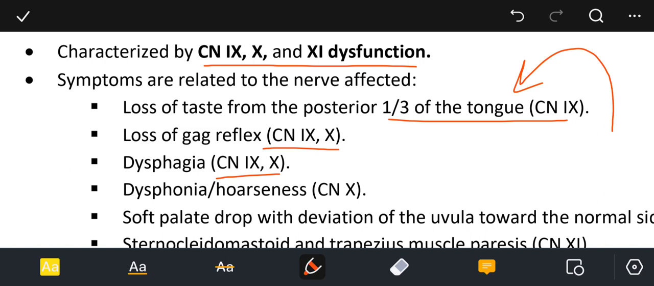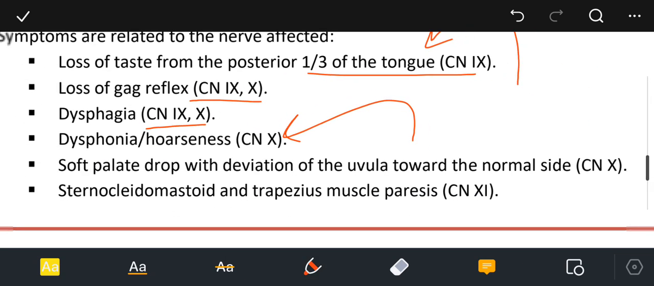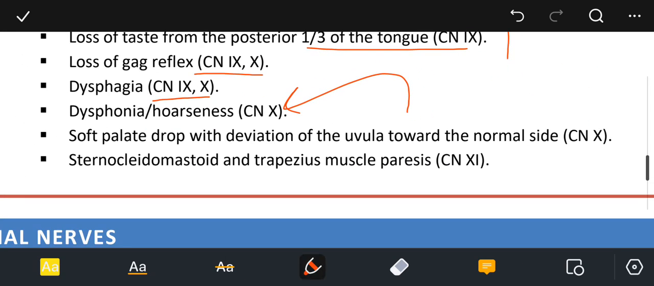Dysphonia and hoarseness because of cranial nerve 10 deficit, because you know that the larynx is supplied by the vagus nerve through the recurrent laryngeal nerve and the superior laryngeal nerve and stuff like that. Soft palate drop and deviation of uvula towards the normal side. Okay, so just write it: uvula away from the side of lesion.